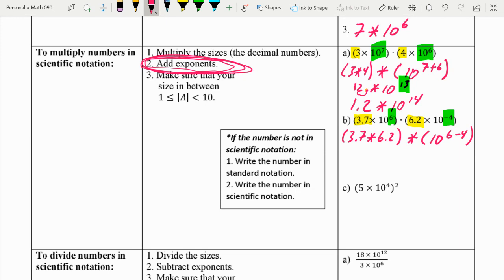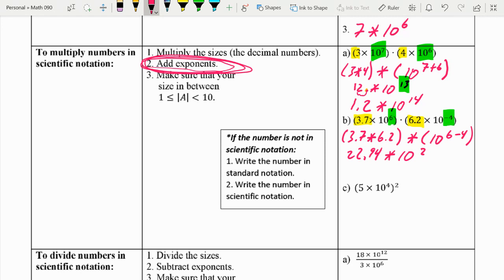Now, when you grab your calculator, because of course that's what I did, 3.7 times 6.2 is 22.94 times 10. And no, I did not have to grab a calculator to do 6 minus 4. That gives me 2.